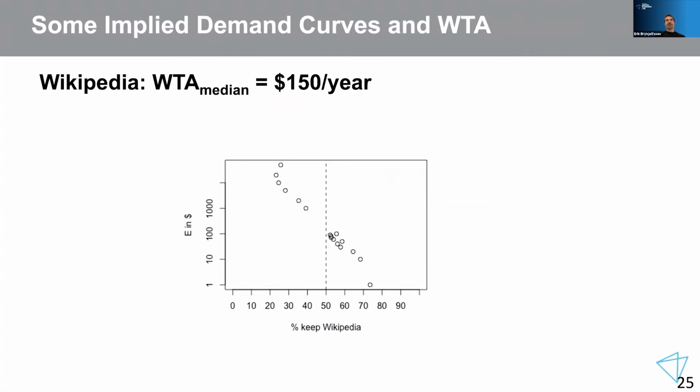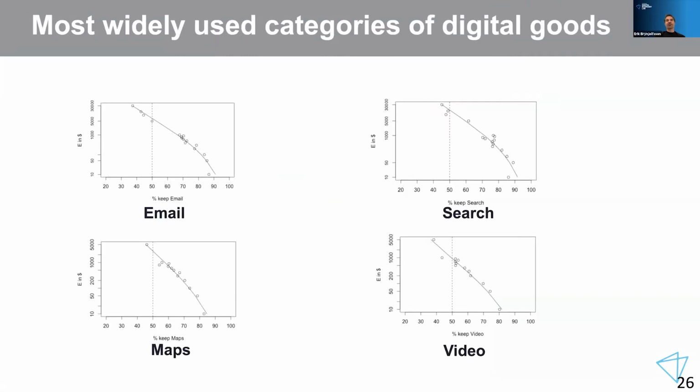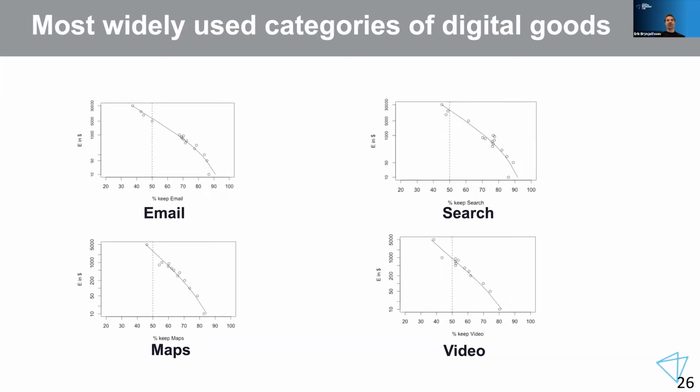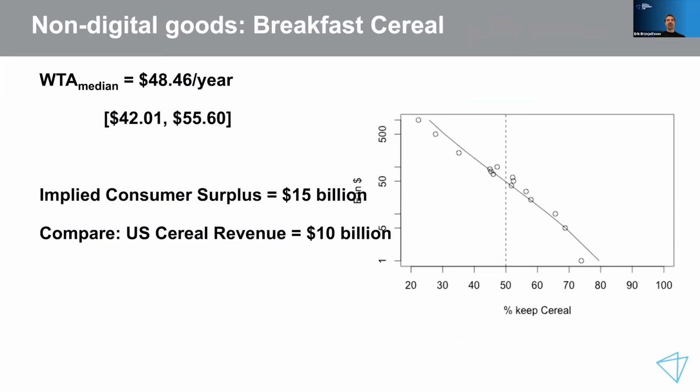And here are the valuations for Wikipedia, for email, search, video. As you can see, you get fairly consistent downward sloping demand curves. The cutoffs are different. Of course, people have different valuations for these different kinds of goods. Music, not so much. Email and search, quite a bit more. Thousands of dollars actually in the cases of those.